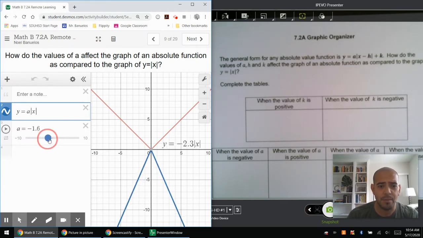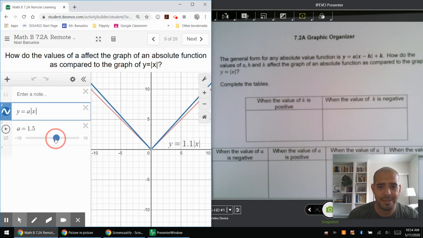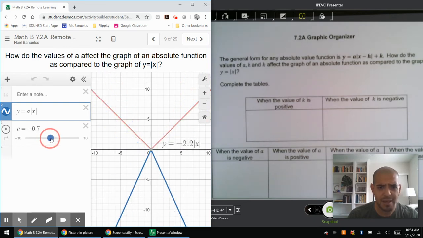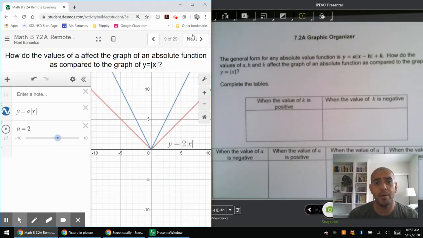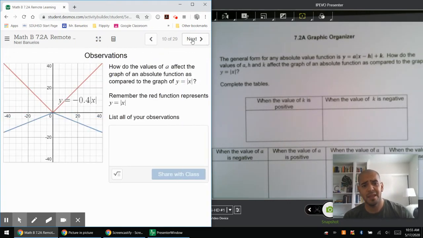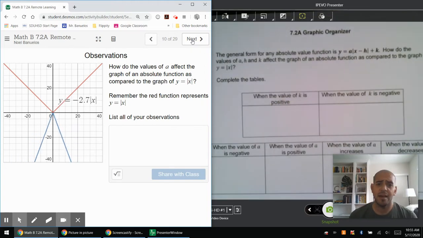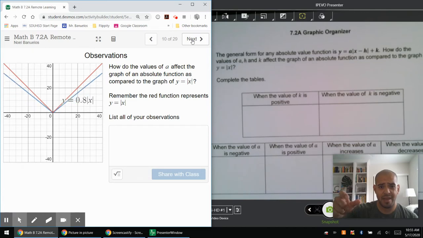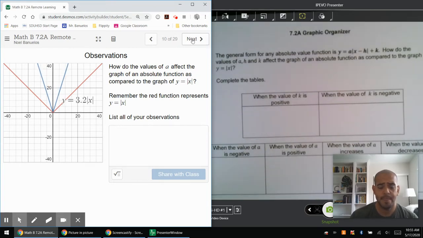Okay, so we're going to formalize these definitions pretty quick here. You see that? All right, what I want you to do, take a few seconds and list your observations. There's really no right or wrong answer here. List your observations of what happens to your absolute value function when you change the value of a in your graph. You might have to press pause here to type that in.